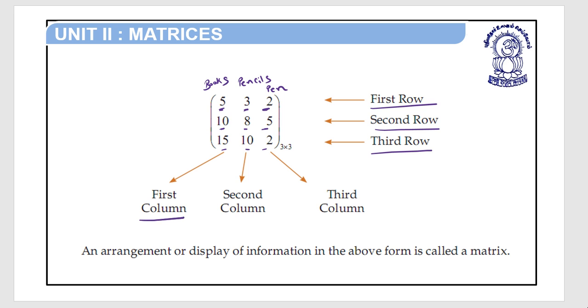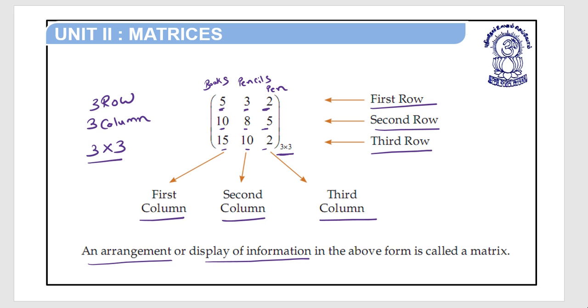5, 10, 15 is first column. 3, 8, 10 is second column. 2, 5, 2 third column. So it is 3 by 3 matrix, because it has 3 rows and 3 columns. An arrangement or display of information in the above form is called a matrix.